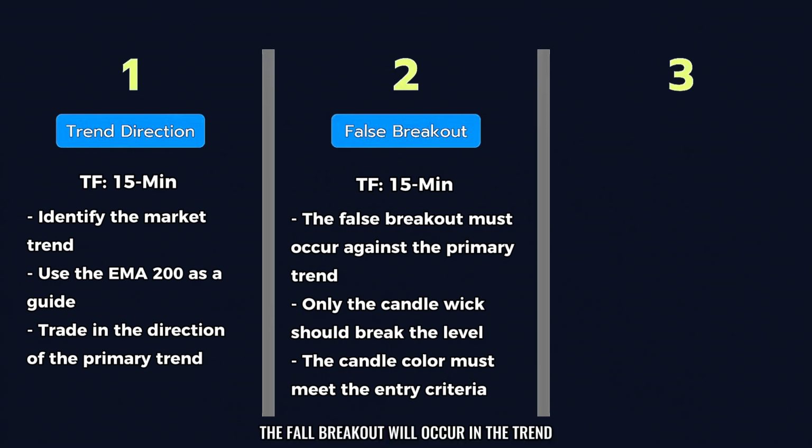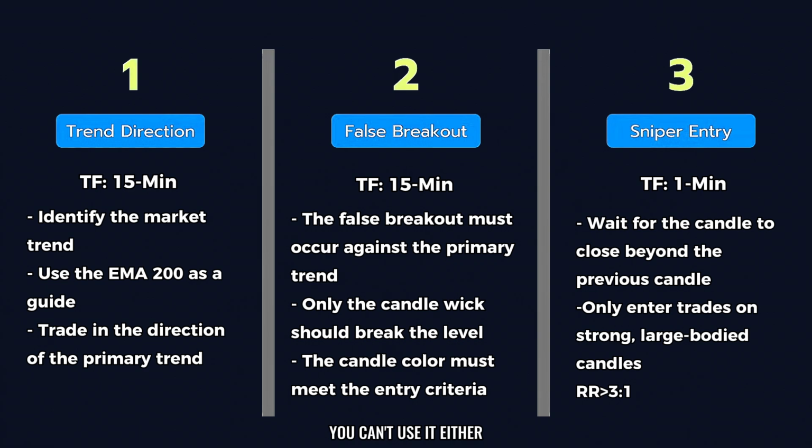The false breakout will occur in the trend opposite to the main trend. If the market is a trend up, the false breakout will occur in the trend down. If the market is a trend down, the false breakout will become a trend up. And most importantly, when the false breakout occurs, we will only look at the gold. If the price drops to the gold, it will be considered that this setup cannot be used. And finally, if you know it, you have to be right. If you're wrong, you can't use it either.